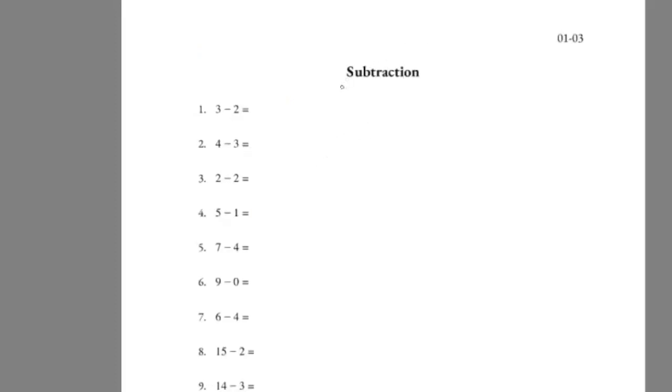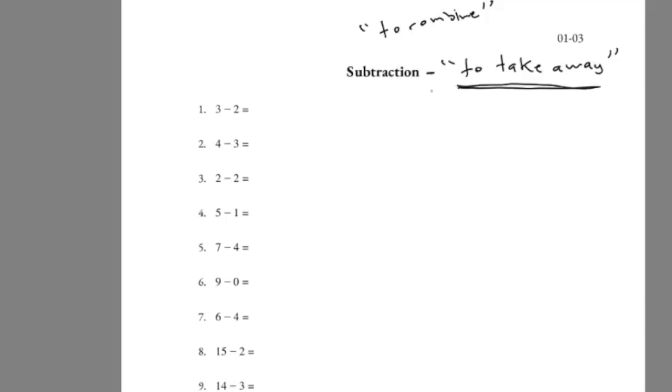Alright, let's go on to subtraction. Now, you may have heard that subtraction is like the opposite of addition, and that's because it pretty much is. You see, addition, remember, was to combine, but subtraction is to take away. So what this means is that whenever you see a subtraction symbol, it basically means to take away. So like here, 3 minus 2, that means to take away the number on the right, which is 2, from 3, which is the number on the left.